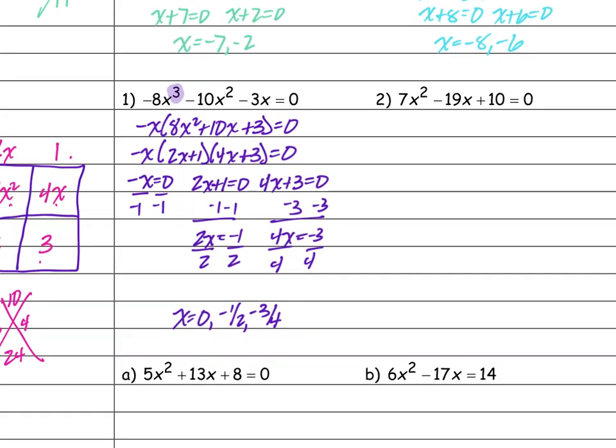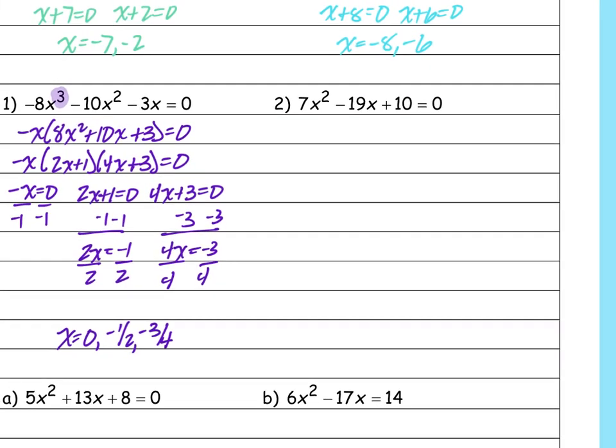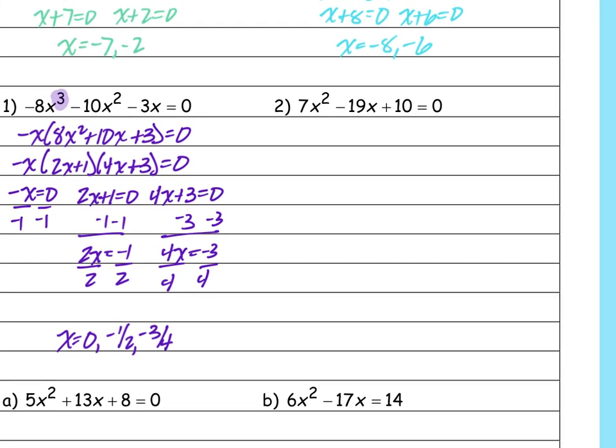So let's go to number 2, and we're going to do basically the same thing. I don't have an extra x. There's nothing in common in all 3 terms, so I don't have to factor anything extra out. So I'm just going to go ahead and do this here, and I get 7x squared and 10, and then I need 2 numbers that add up to be negative 19, and multiply to be 7 times 10, which is 70.